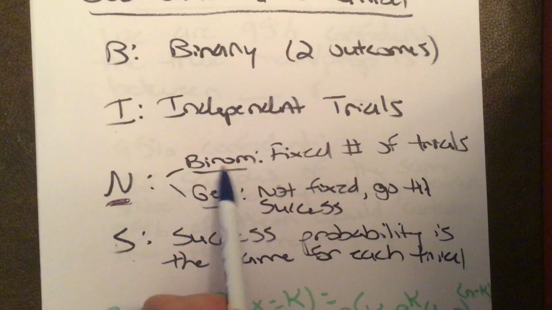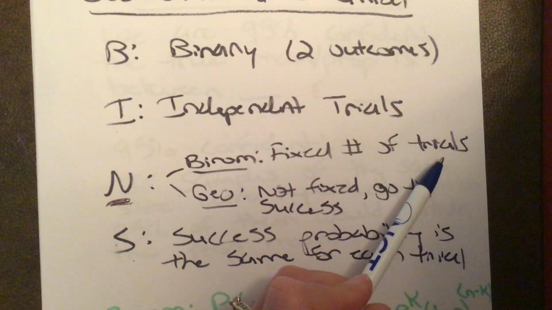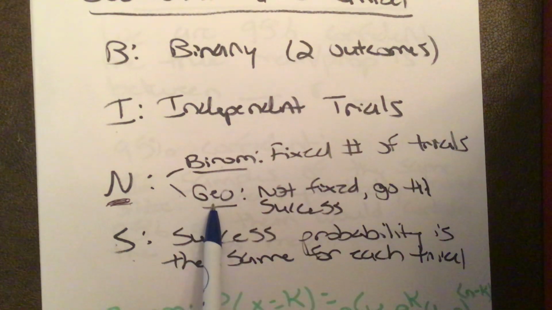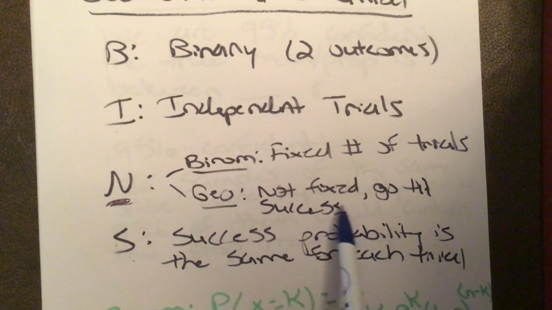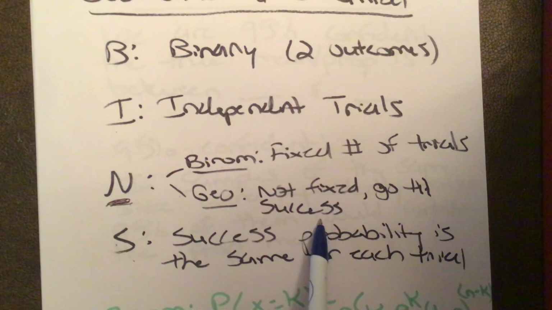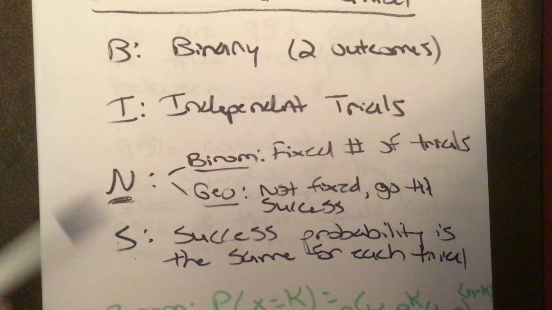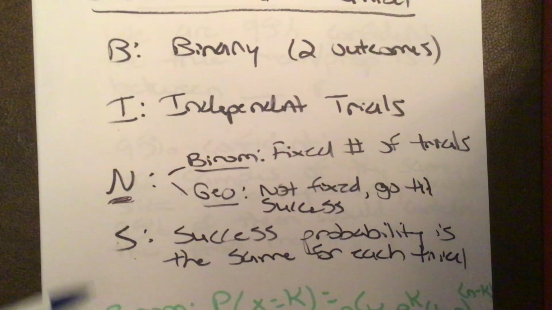If it's a binomial, you have a fixed number of trials, and you're counting the number of successes within those trials. If it's a geometric, there's not a fixed number of trials. You're going till you get a success. I don't know how much they're going to have you actually calculate with these, but it is possible they even ask a question: how do you know a geometric distribution is appropriate here, or how do you know if it's a binomial or geometric? So I would just say if you ever see a probability question, you're totally stuck, don't know where to start, see if it meets the BINS criteria.